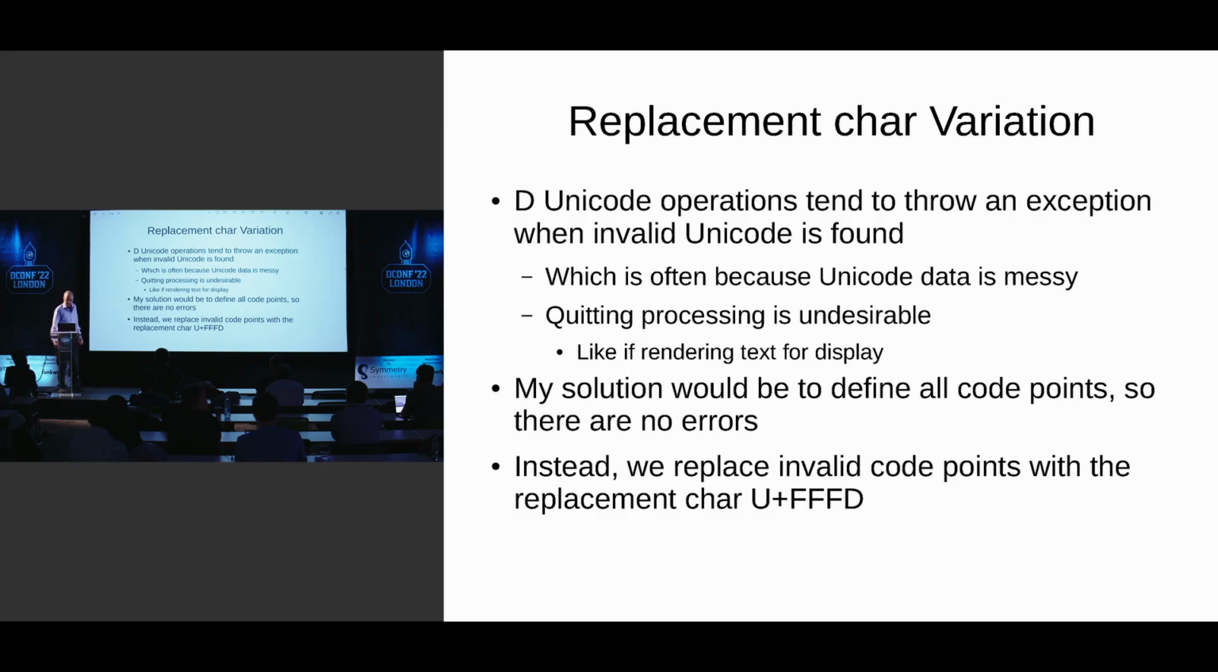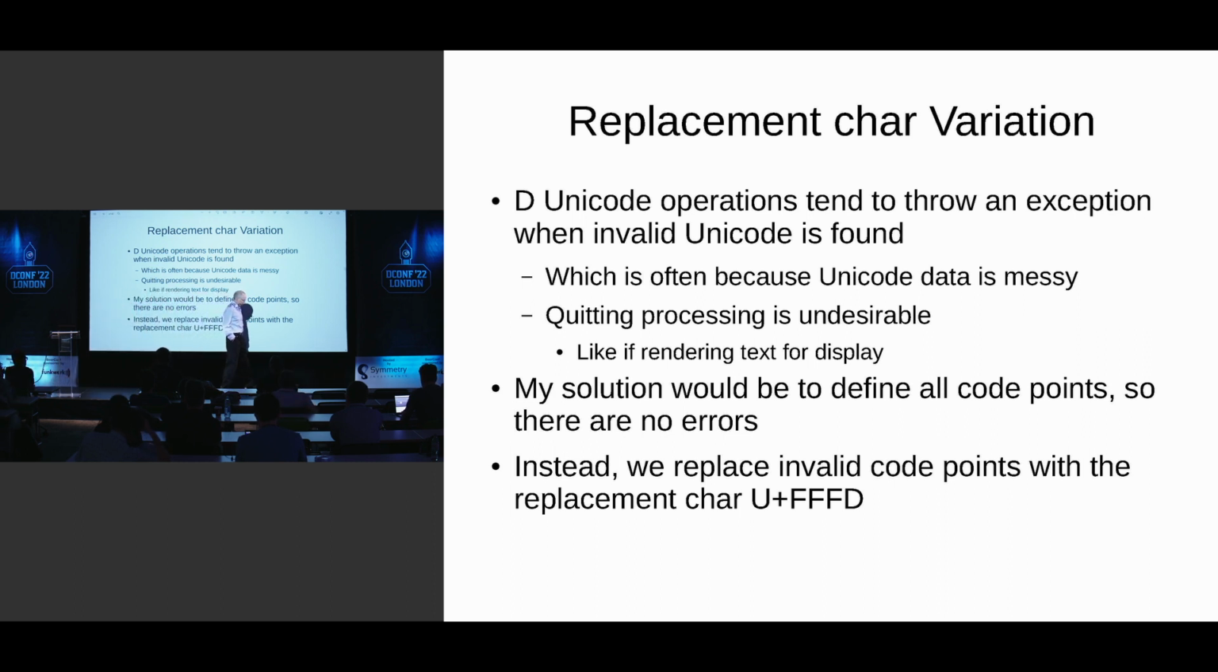Now the replacement character variation is another way of doing it. It was something we learned over time, because when D was started, we thought, well, when you run into invalid UTF code, you throw an exception, because you really want to know if your Unicode is invalid. Well, it turns out you don't want to know if your Unicode is invalid, and you don't want to throw an exception, and you don't want to quit.